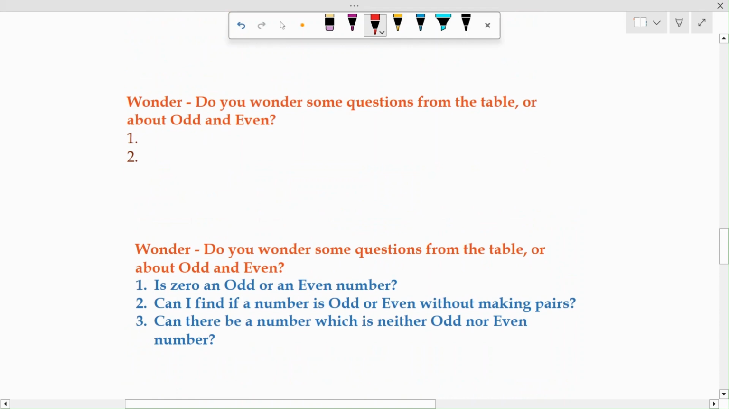So, is 0 an odd or an even number? Can I find if a number is odd or even without making pairs? Because if I have a big number, how do I collect so many nuts and share, make pairs and figure it out? Is there some other way that I can do it? And can there be a number which is neither odd nor even? Can it even be possible? So these are some of the questions that we could think of.